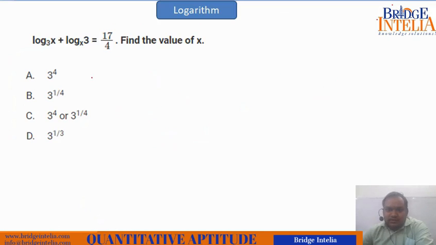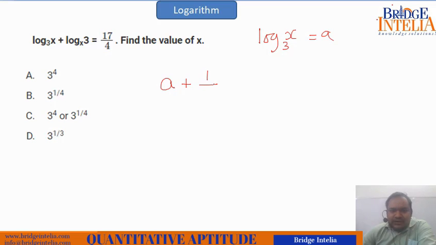So now this question again is based on the same concept of reciprocality. If you can observe here the terms, log x to the base 3 and log 3 to the base x, they are simply reciprocals of each other. So if you assume log x to the base 3 to be equal to a, the given equation then changes to a plus 1 by a is equal to 17 upon 4.